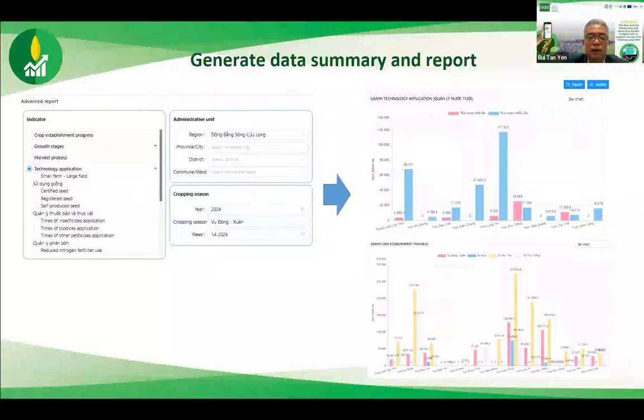The system allows the manager to do very deep criteria querying, so it can extract any kind of data, any combination of data that already exists in the system. So it's very useful, not only for GHG inventory or calculation, but for rice management at the national scale.